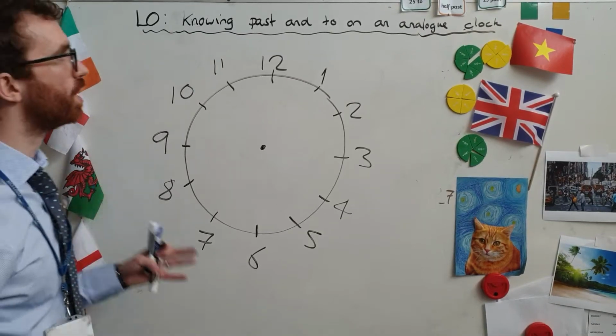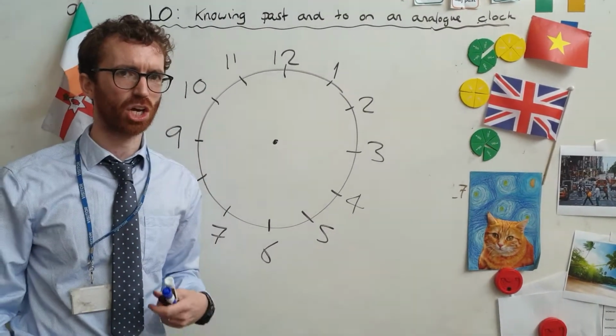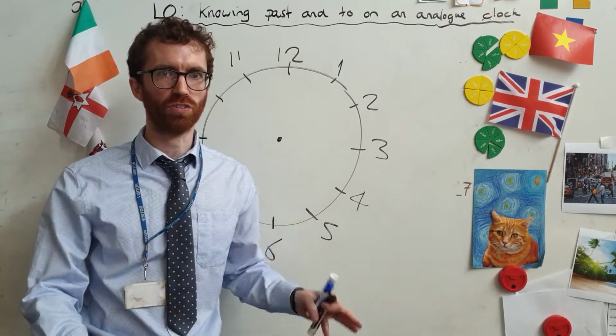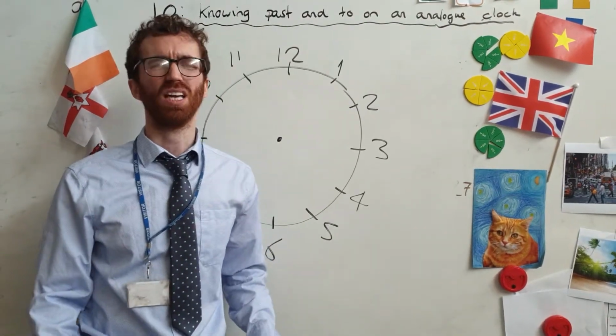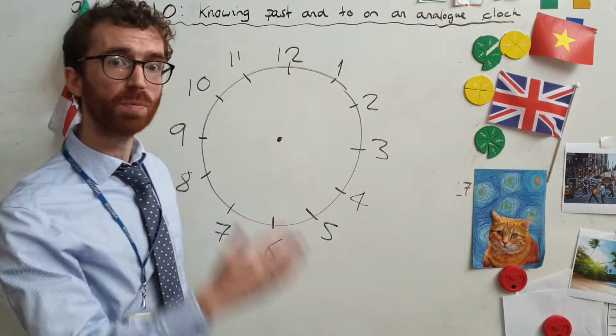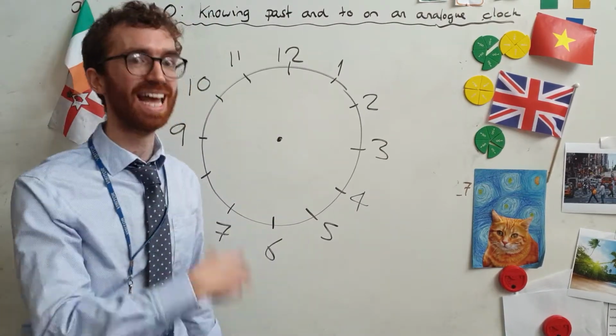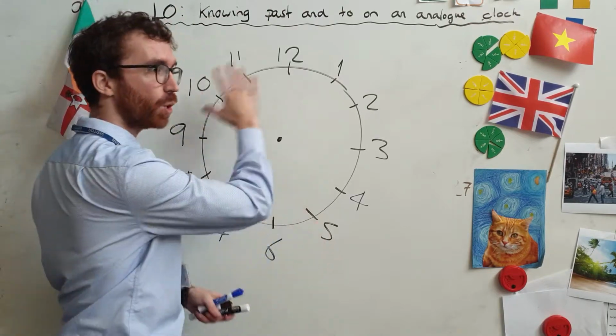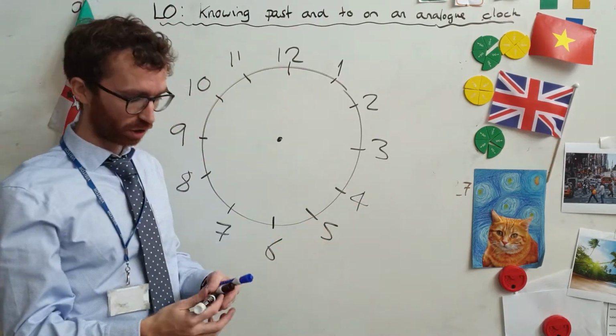Right, in this one, knowing past and to on an analog clock. Now, we don't always say 3:15 or 3:45 or 3:50. You might hear people saying quarter past, or you might hear them saying 10 to, okay? First thing we're going to have to understand is some of the words around this clock.